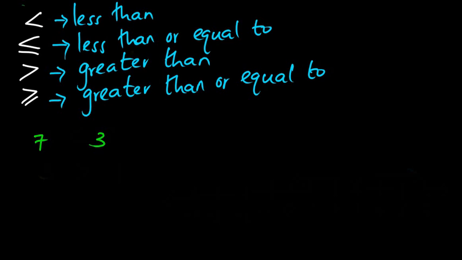Let's try the other one, greater than, and read that statement. 7 is greater than 3. That is actually true, so that is the symbol we're supposed to insert there. Now let's look at another example. Let's say we have 1 and 3. Which inequality symbol should we insert in between 1 and 3? It's less than, because 1 is less than 3.